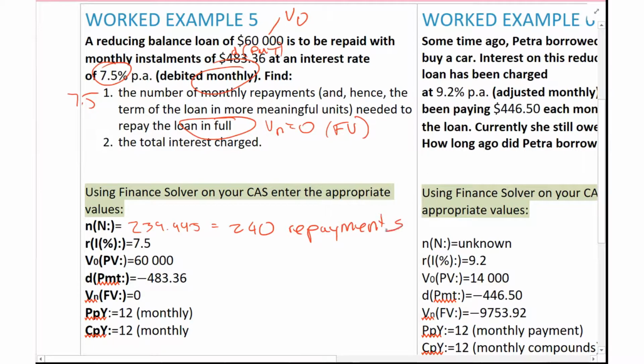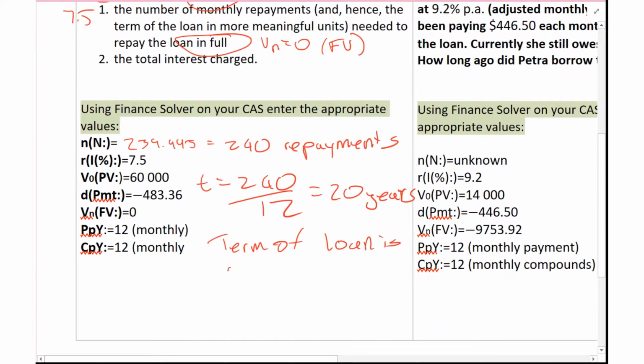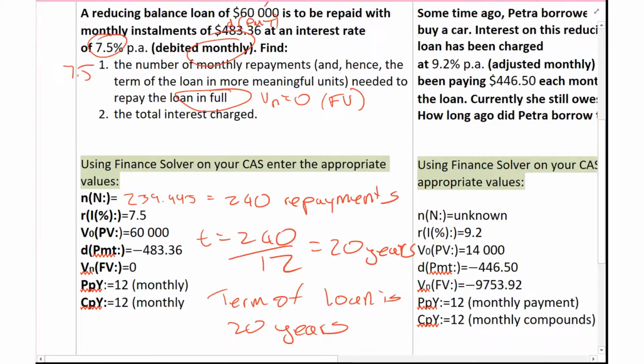Okay. Any more meaningful units? Well, 12 months in a year. So my time is 240 divided by 12, which will give me 20 years. And you write a statement with that saying the term of the loan is 20 years. Okay, so that's for part 1.